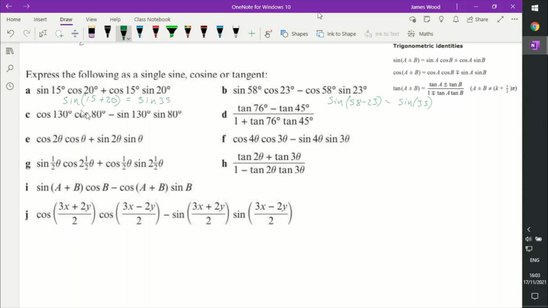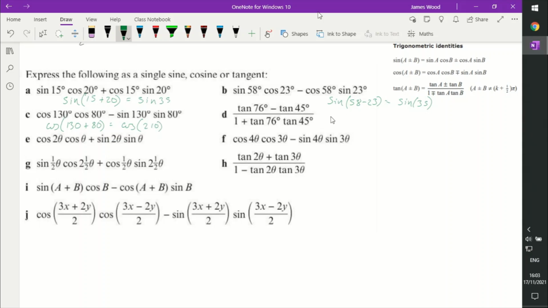This next one, cos cos minus sine sine. So this is the second one, the cos addition formula. So this is equivalent to cos of 130 plus 80, because when we've got this negative sign in the middle, that was when it was cos A plus B. So this is actually the same as cos of 130 plus 80, which is 210.